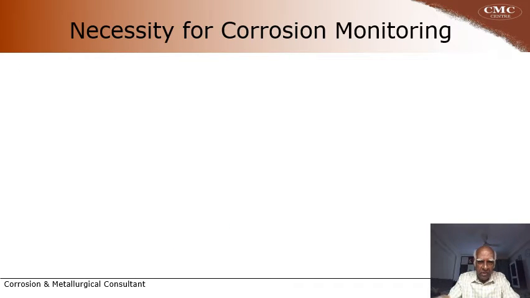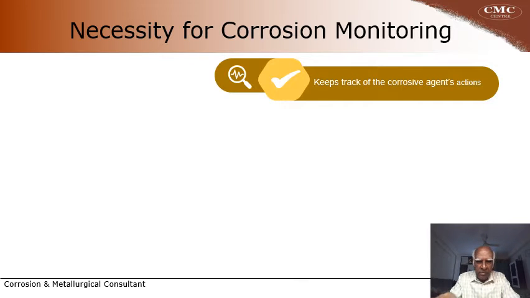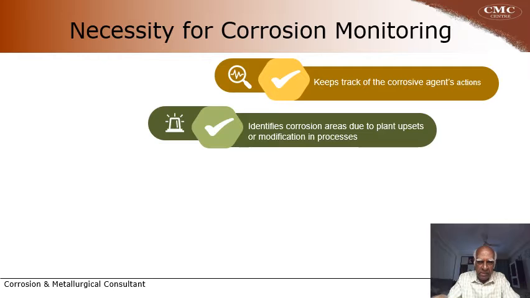The necessity for corrosion monitoring is shown in this slide. It keeps track of the corrosive agent's action. The corrosive agent may be acid, alkali, or any other chemical. It identifies the corrosion areas due to plant upsets or modification in processes. Modification in process means changing parameters to improve production yield.